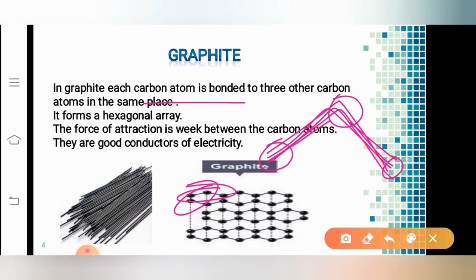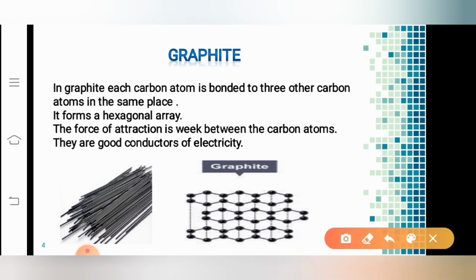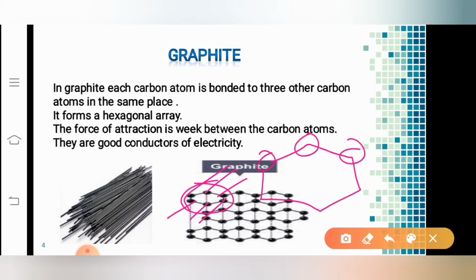Correct? So by forming this kind of structure, they look like a hexagonal array. Hexa means 6. You can see in this region there are 6, right? 1 2 3 4 5 6. So it is forming a hexagonal array. In graphite, each carbon atom is bonded to 3 other carbon atoms, 1 2 3, correct? And thereby it forms the hexagonal array shape.